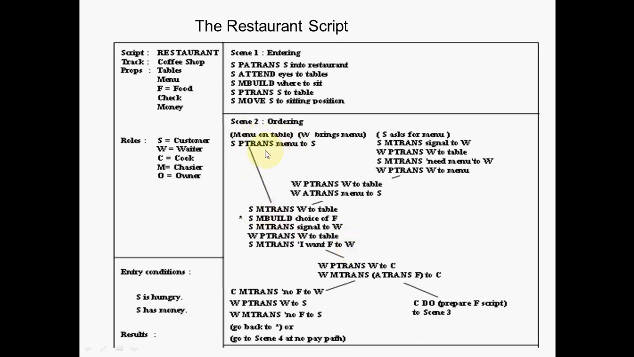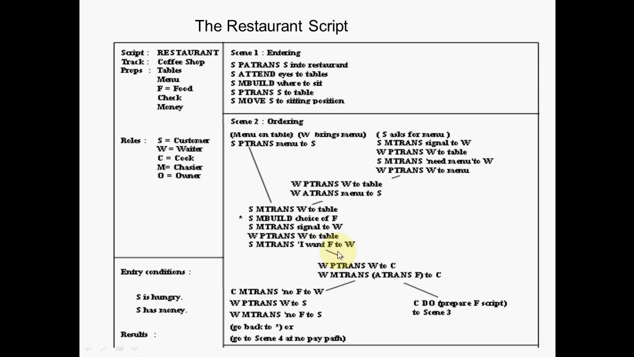So I'll rectify the mistake. Assuming that the menu is already on the table, the first thing here should be S ATRANS menu to S. That means you pick the menu from the table. Then S MBUILD choice of food. After taking the menu, you are going to read it and decide what the choice of food is. After that, you are going to signal the waiter. Then the waiter comes to the table and you tell the waiter, I want F to W.